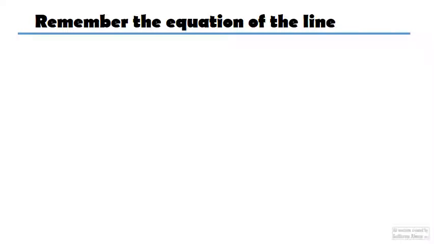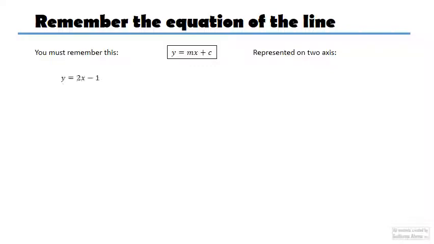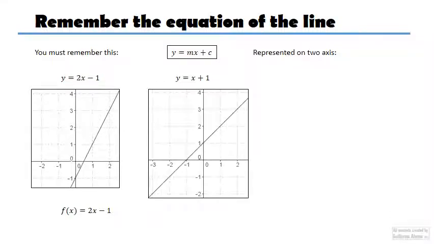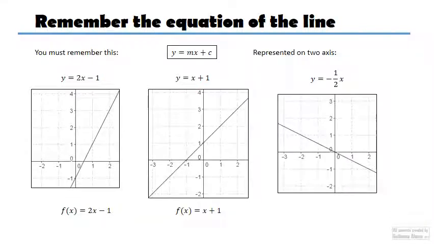Remember the equation of the line. You remember that they had this form. So we represent it in two axes. For example, this one would look like this, and I could say that this is a function. Or this one would look like this, and I can say that this is a function, and so on. Do you remember this clearly?